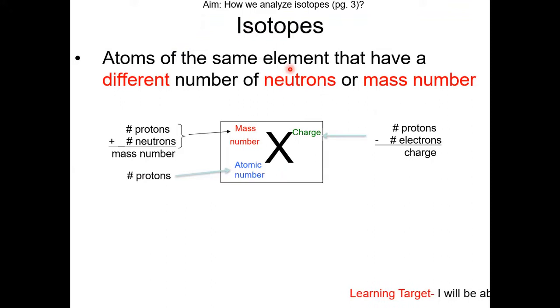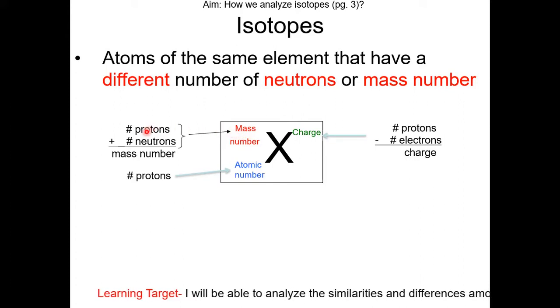Isotopes are atoms of the same element that have different numbers of neutrons or mass number. Just to review, this is a chemical notation. X is the element. On the top left is the mass number. Mass number is the number of protons plus the number of neutrons.